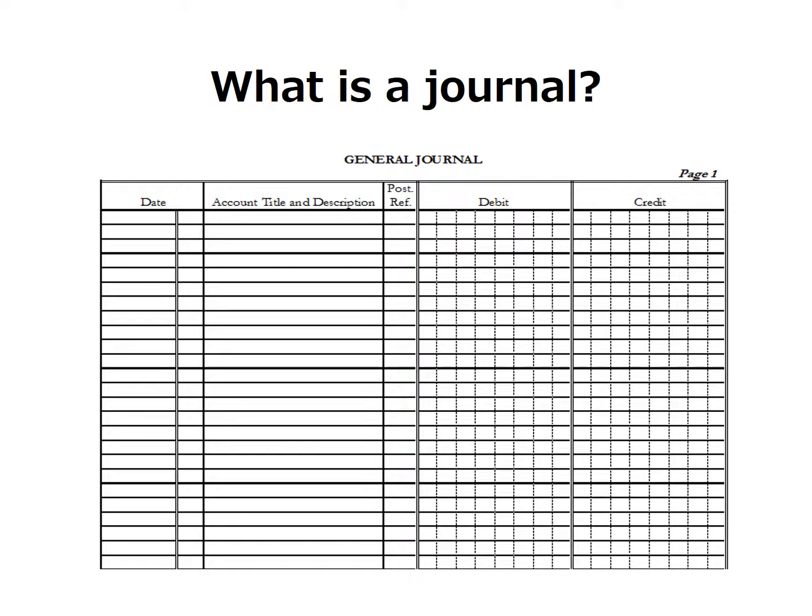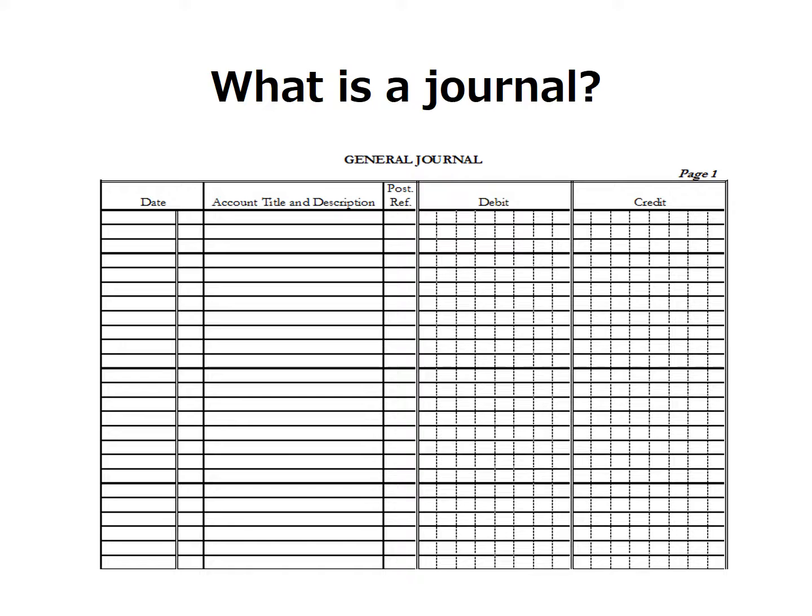This is how a journal looks like. Although there are other special types of journals, in this course, we are going to use only the general journal to record transactions. This journal has 5 columns. We have the date column, account title and description column, posting reference column, debit column, and the credit column.